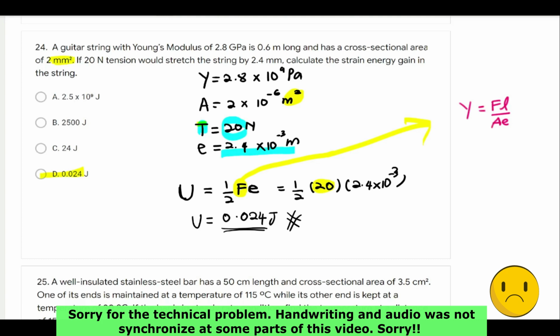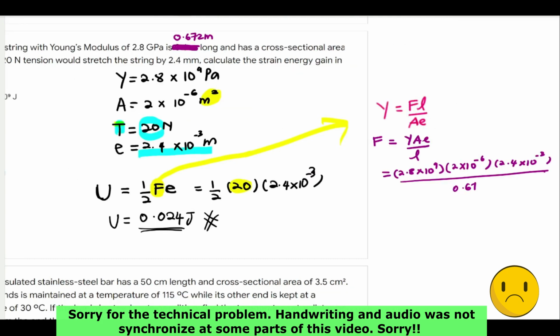L tu kita boleh masukkanlah nilai dia adalah 0.672. Okay, so akan dapat F tu sama 20, lebih kurang lah. So jawapan dia tetap sama, 0.024 joule.